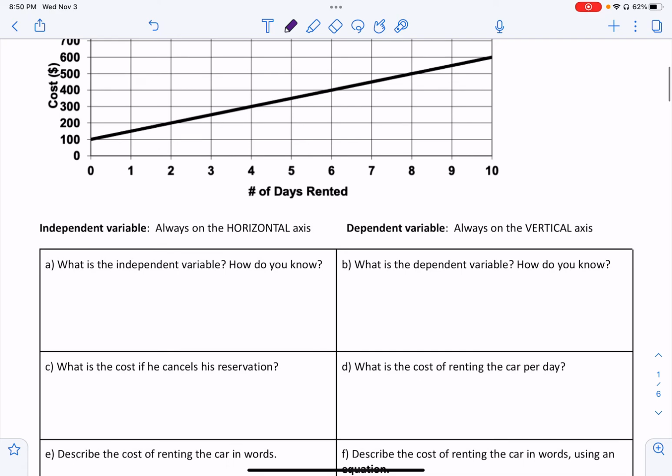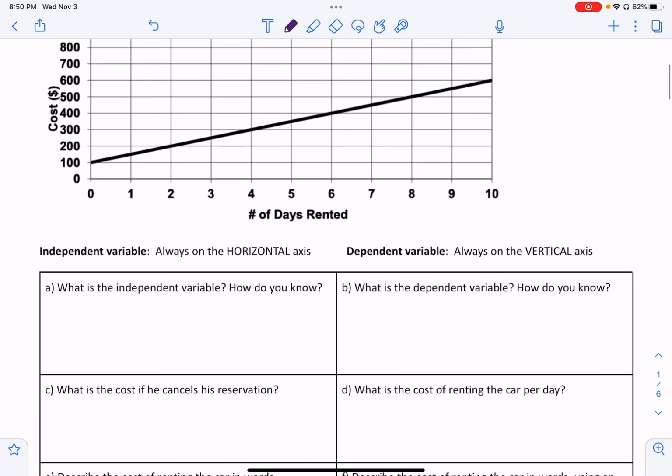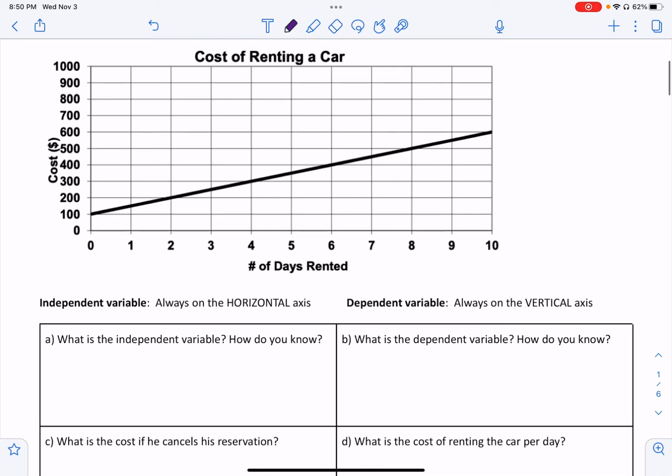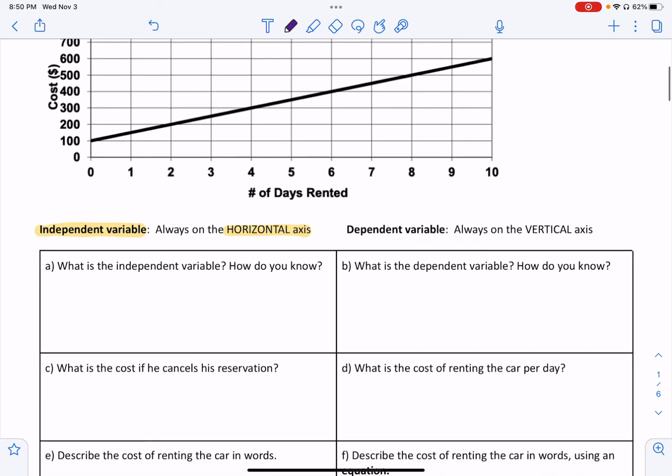The first question asks, what is our independent variable and how do we know? Now our independent variable is always on the horizontal axis. So if we already have a graph, we can look at the horizontal axis and that will give us our independent variable. So in this case, our independent variable is our number of days rented.